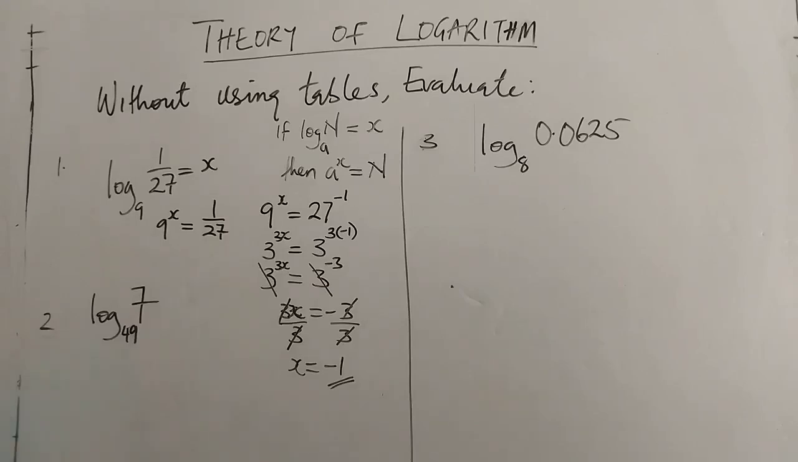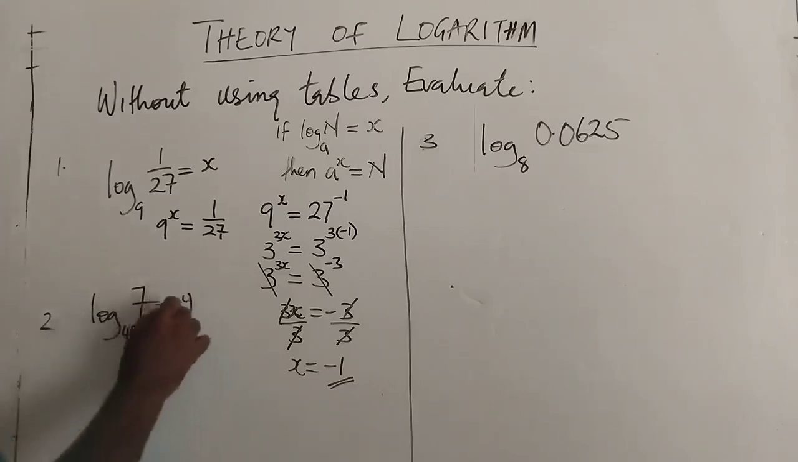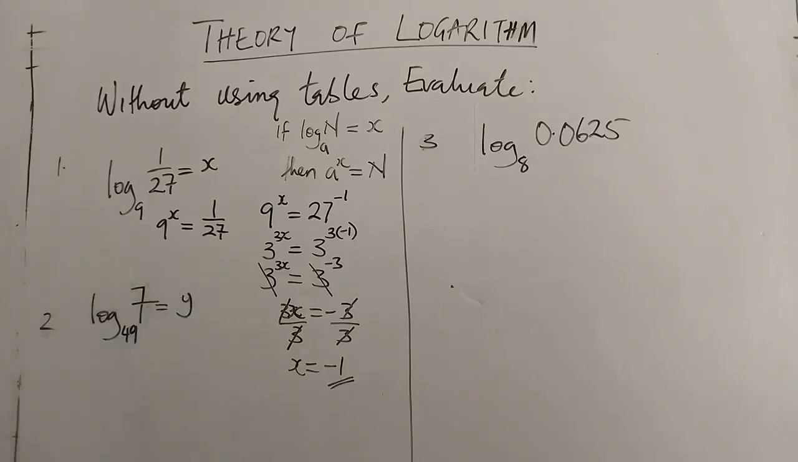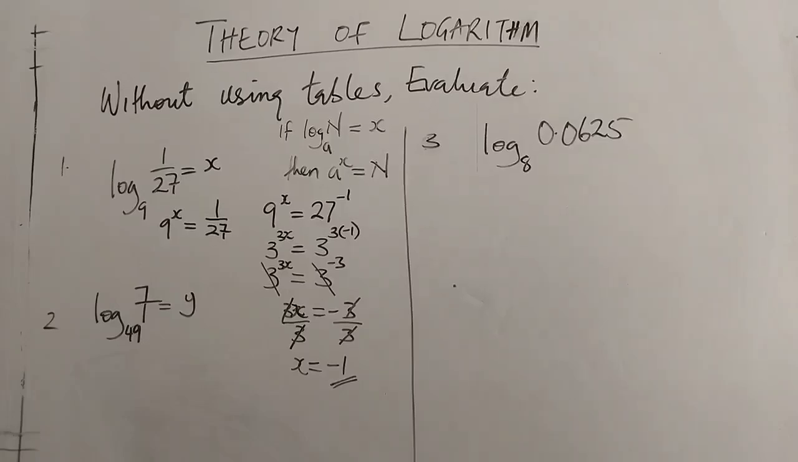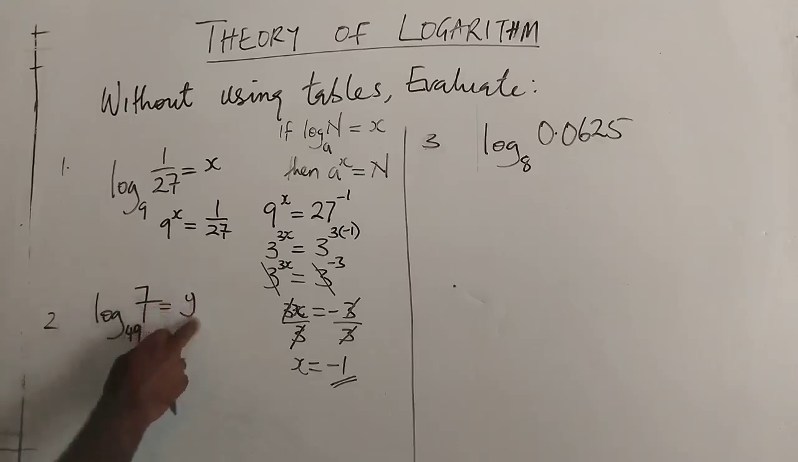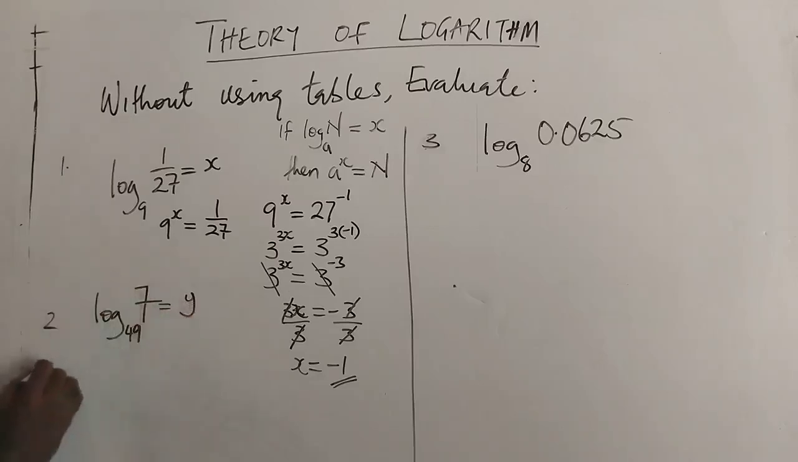So the second question, log 7 base 49. First of all, choose a letter to represent your answer. Here we have y, log 7 base 49 equals to y. So the next line will have 49 raised to power y equals to 7.